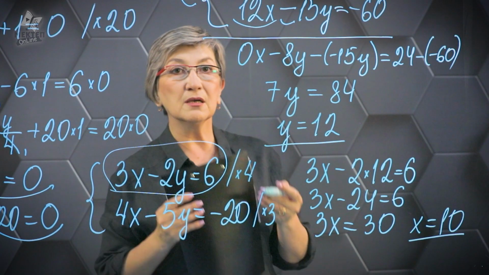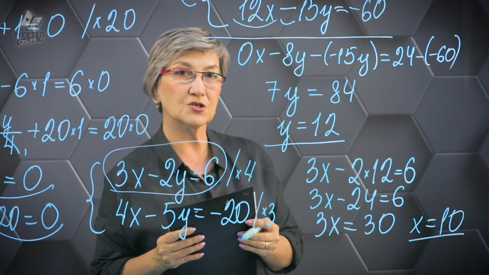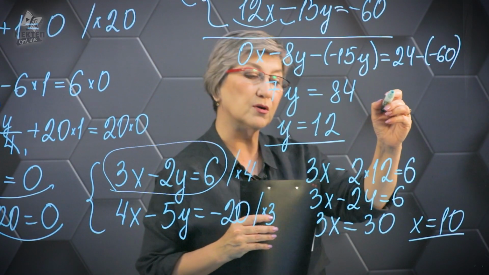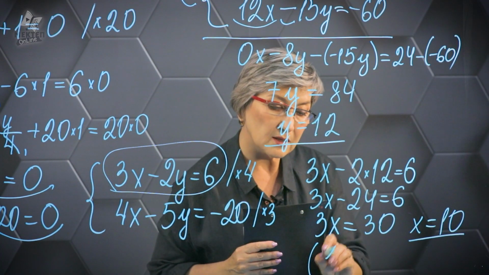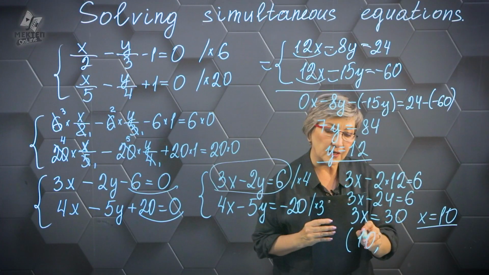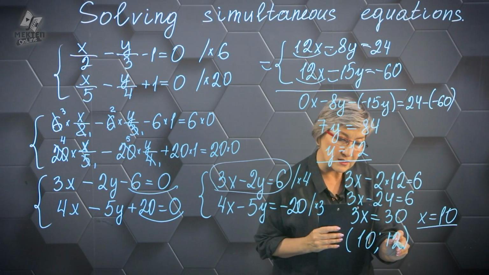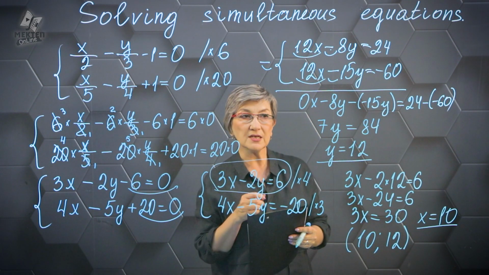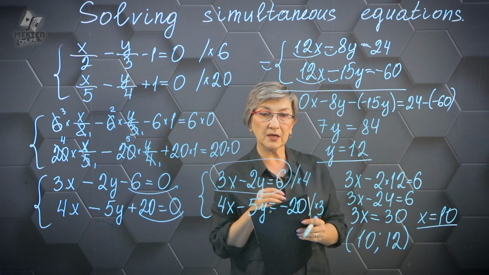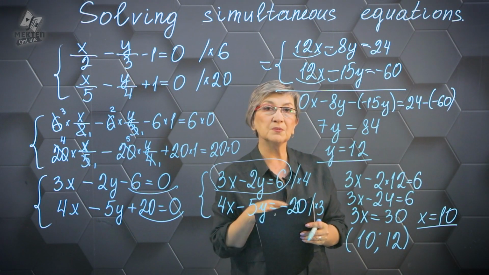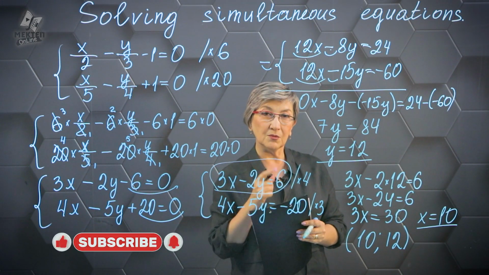Now we have found a pair of numbers that solve our system. Let's record this pair of numbers. It is a pair of numbers which consists of 10 and 12. Therefore, when solving the system of equations, you can select any approach that suits you best, and you will arrive at the right answer.